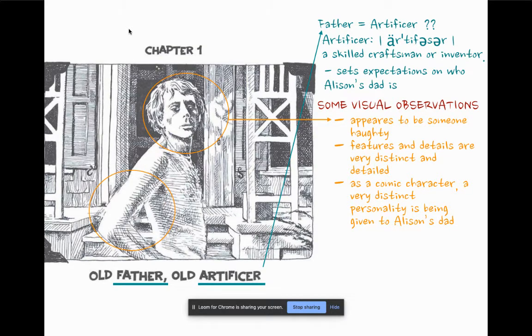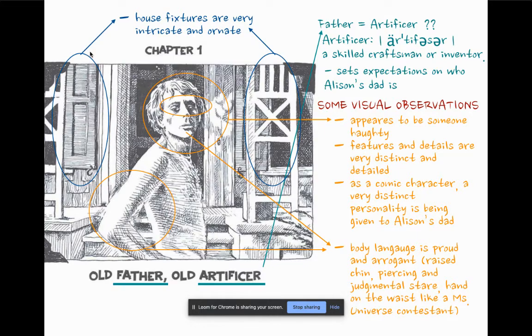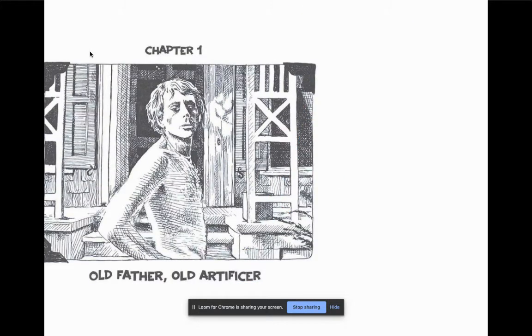And then you'll notice a few more things like his arm, his face, his eyes. So the body language is very proud, arrogant, chin up. He has a very piercing and judgmental stare with his hand on the waist. I couldn't think of a better description but to say that it's like a Miss Universe contestant. And that says a lot, especially if you finish reading this chapter. And then a few things to notice also would be the very detailed fixtures, very intricate and very ornate.